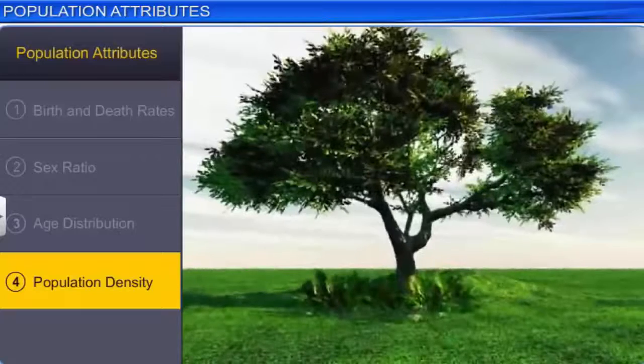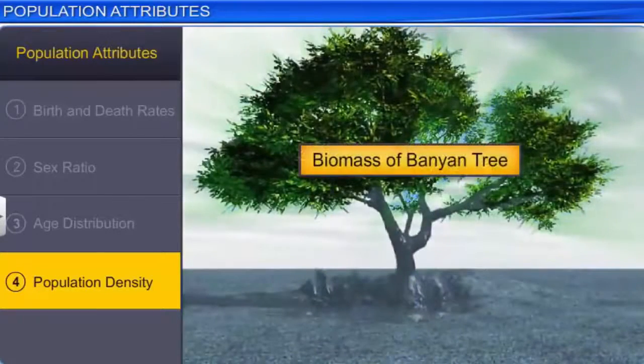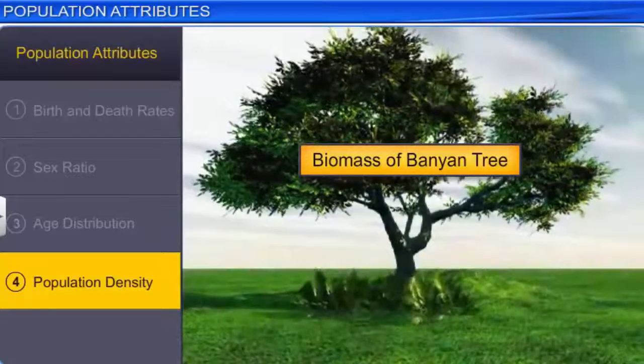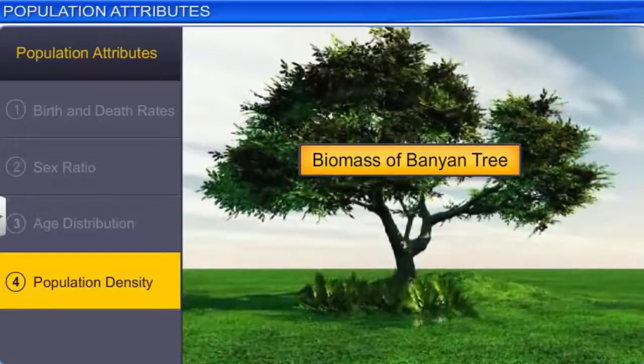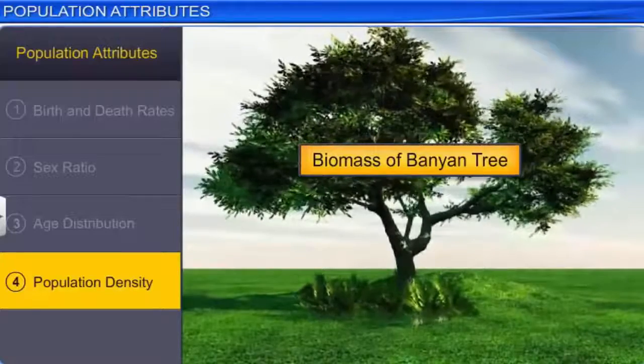In such a case, the biomass density or the biomass per unit area or volume of the banyan tree provides a meaningful measure of the population size. Thus, population density can be a biomass density or a numerical density.